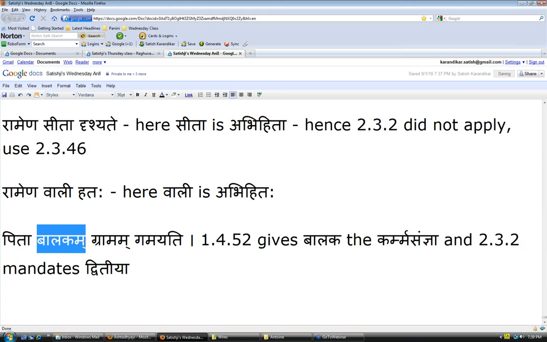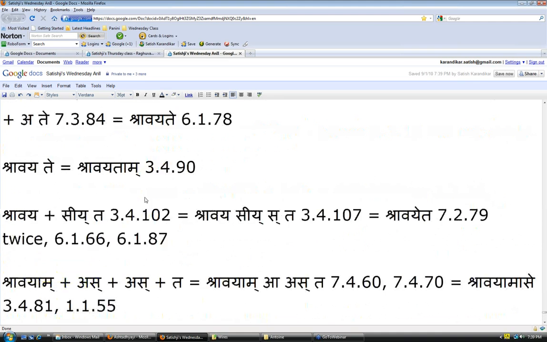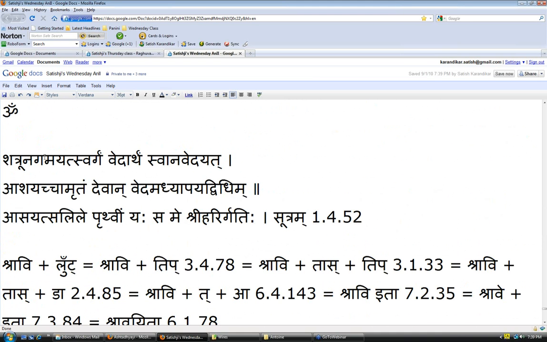Now, that shloka which you looked at the end of last class was a beautiful verse in Siddhanta Kaumudi, which gives nice examples of all these categories of dhatus mentioned there. So let's look at this one again one more time. It says, Shatrun agamayat swargam. The karta, the prayojaka of all these is Shri Harihi. So the Lord Vishnu, he says Shatrun agamayat swargam.